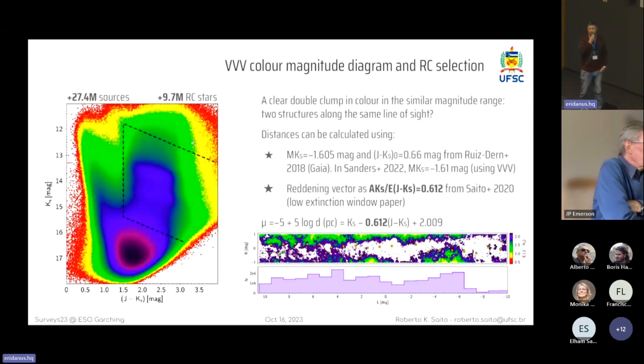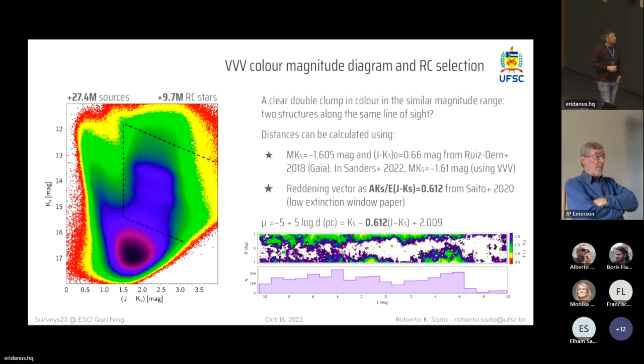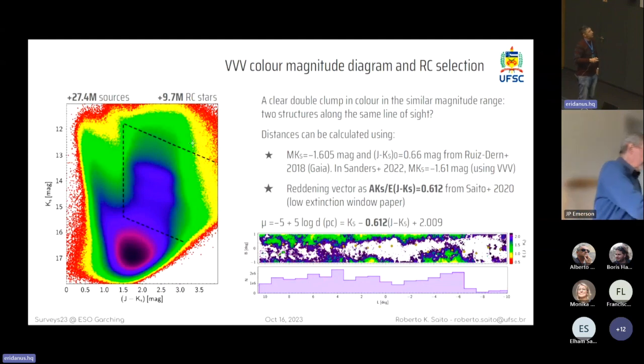So we made use of a recipe to transform the absolute magnitudes and the colors of the red clumps into distance, using the absolute magnitude and a reddening vector. This comes from our work a few years ago when we analyzed a low extinction window very close to the galactic center. So with this recipe, we are able to transform the information of magnitude and color into distance.